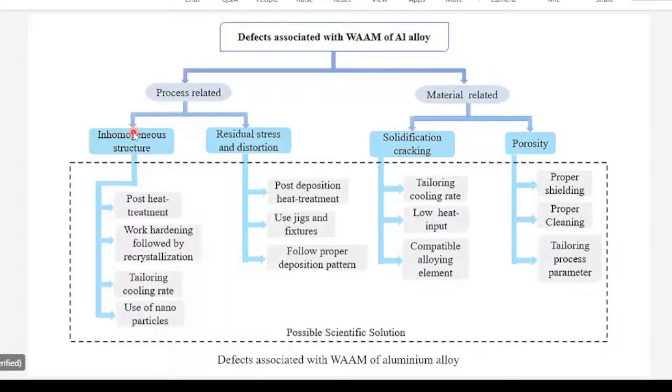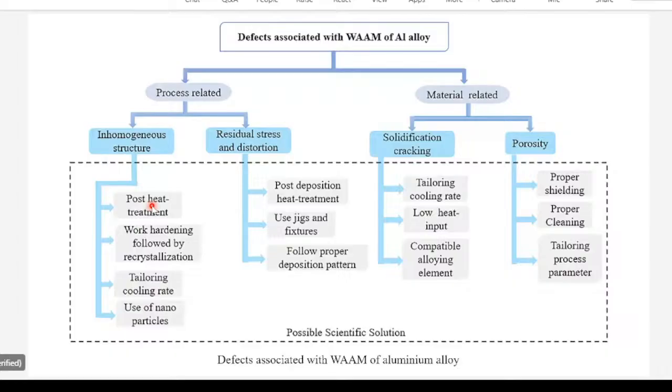But we can reduce that by a heat treatment process after fabricating the component, if it is an inhomogeneous structure, like anisotropy is there, or properties are mismatching. So a possible solution is post heat treatment. That is very common.